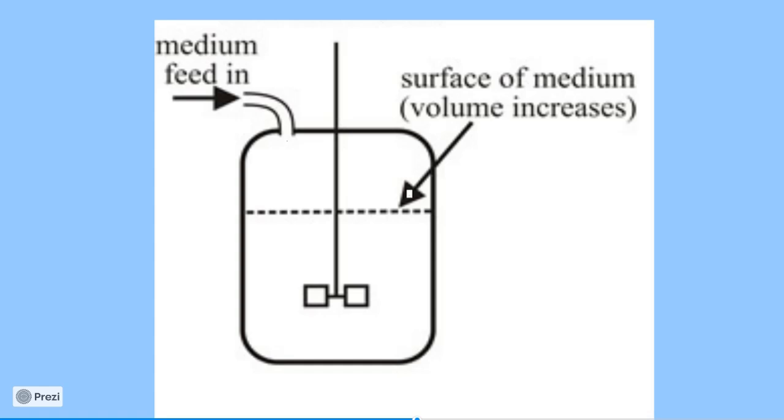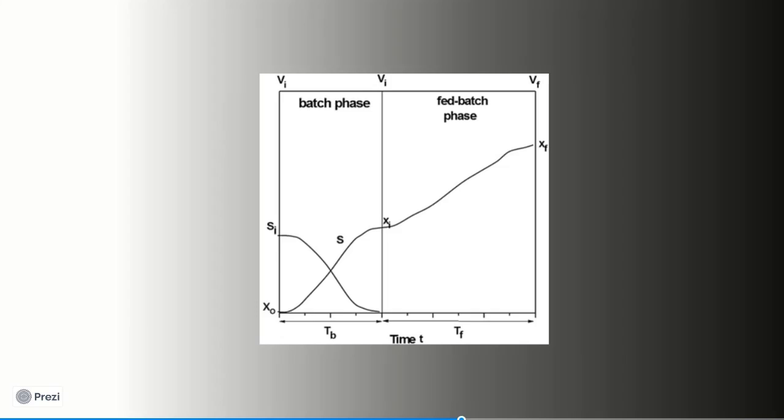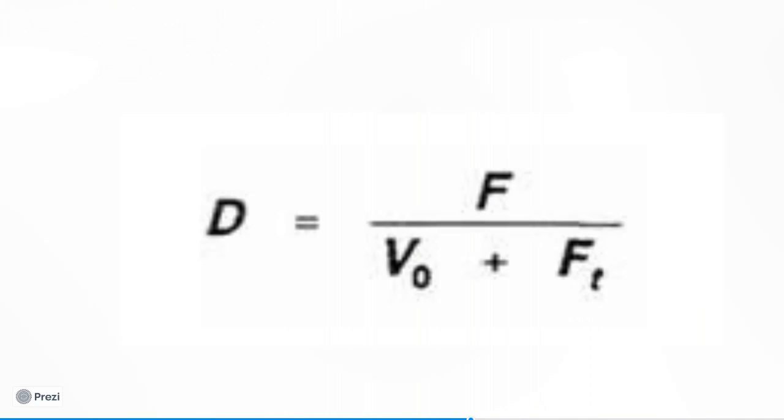Fed batch reactor systems are carried out to prolong the log phase of the cultures, wherein the growth rate of the cells is enhanced, and the biomass concentration obtained from this system is very high compared to the batch system of cultivation. As the medium is added into the reactor, the medium gets diluted, and the dilution rate is the major limitation with fed batch cultivation systems.